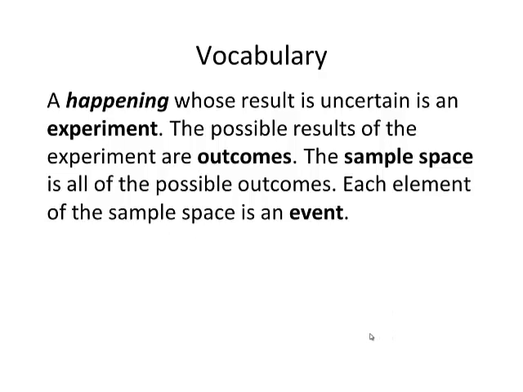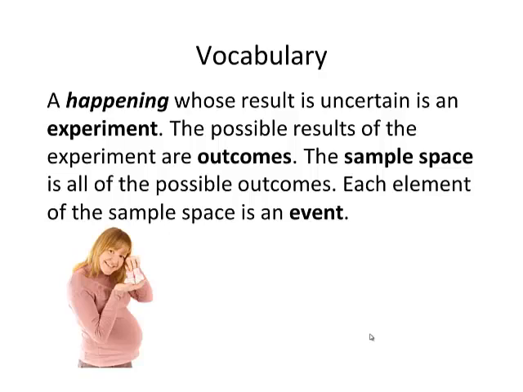So let me give you an example. Let's say a lady's having a baby. This is a happening. This is something that's going to happen. Because we don't know whether it's going to be a boy or a girl, we consider this an experiment. It's not an experiment as you would do in a science class, but for the sake of probability, this is the experiment because we don't know the outcome.